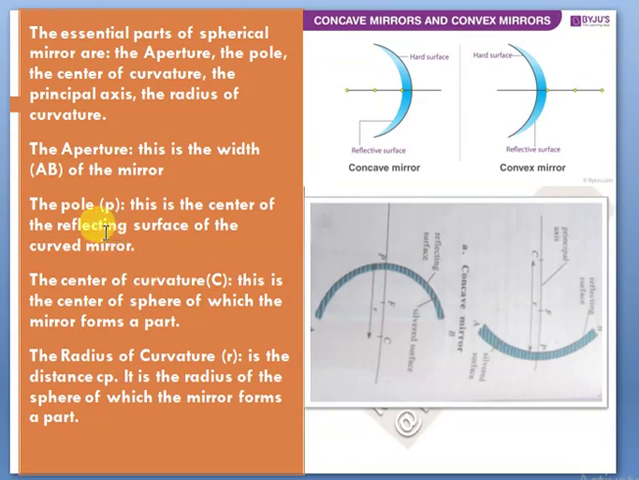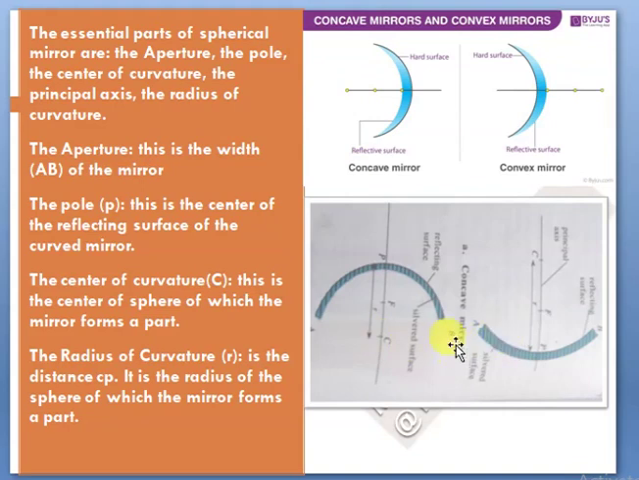Then another essential part of this mirror, you have the center of curvature, C. The center of curvature is the center of the sphere of which the mirror forms a part. Now let's look at this concave mirror. This diagram is representing parts of the sphere. Now when you draw it complete, you can have your sphere like this. So the center of the sphere here is your center of curvature.